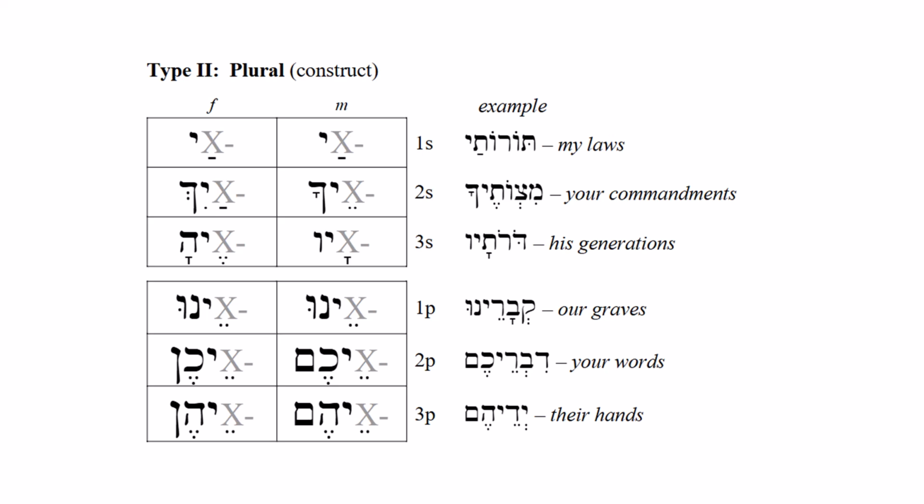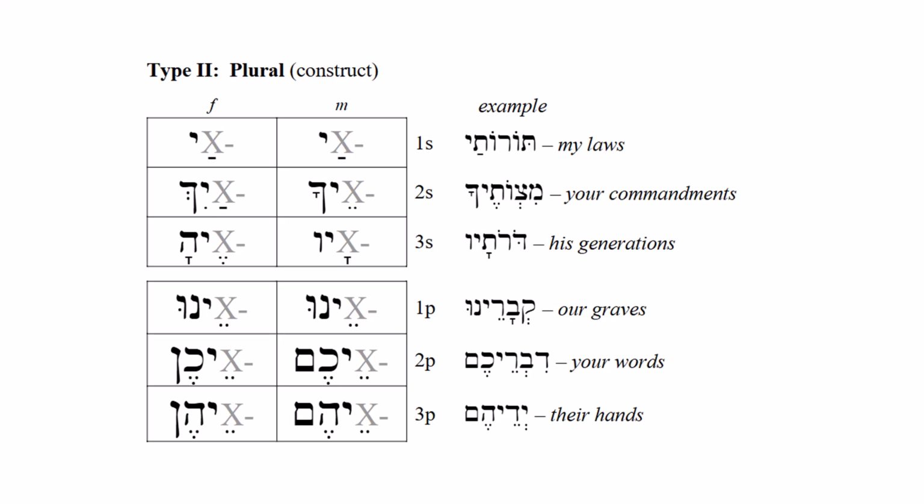Einu. Second person plural, we have eichem, and in the feminine, you have eichen. So that is second person plural. Third person plural, in the masculine, we have ehem, and in the feminine, we have ehen. So these are type 2 suffixes. You need to know this as well.